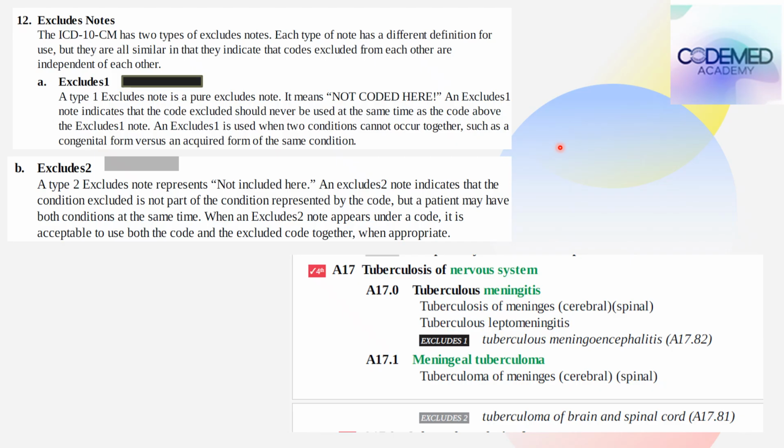While Excludes2 is not included here, an Excludes2 note indicates that the condition excluded is not a part of the condition represented by the code, but the patient may have both conditions at the same time. When an Excludes2 note appears under a code, it is acceptable to use both codes. So now there is an Excludes2 note here. So it is acceptable for me to use this code and this one if the patient has that. But A17.0 and A17.82 is a strict no.